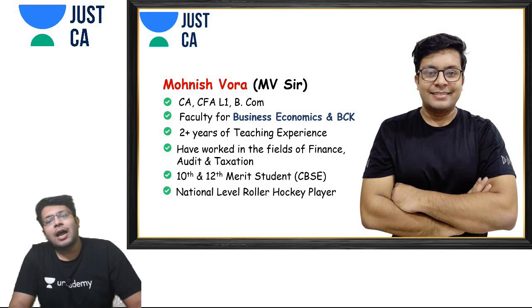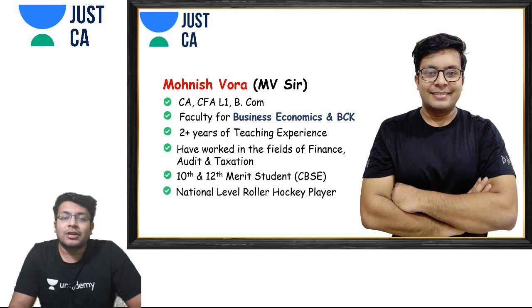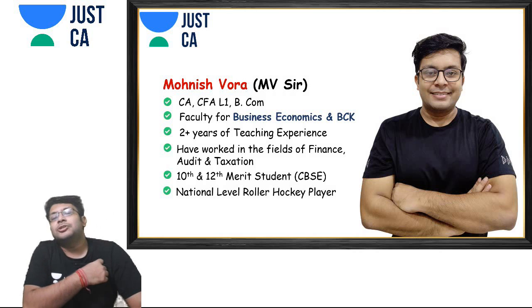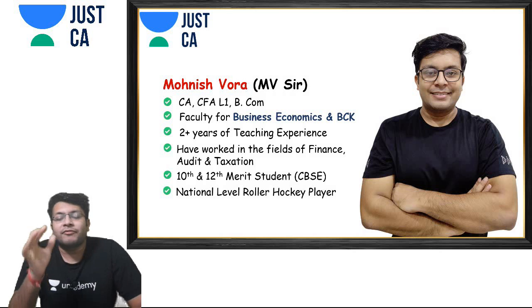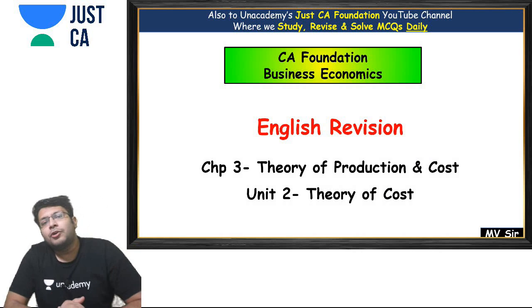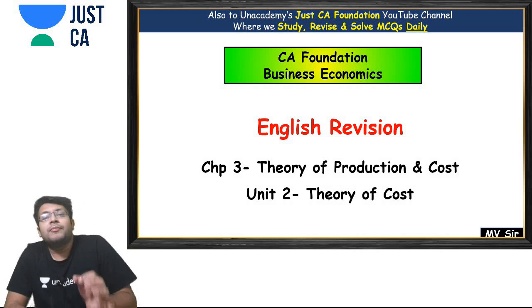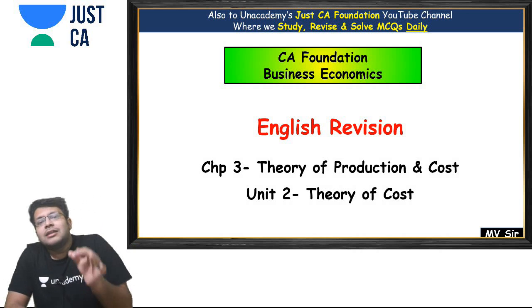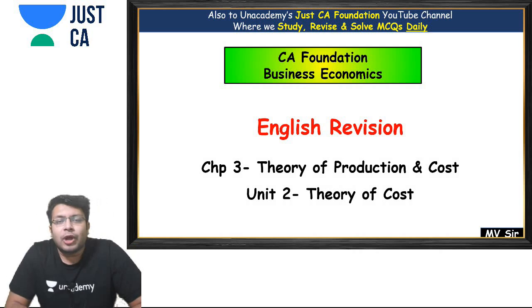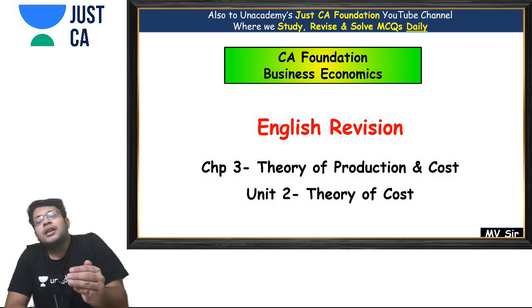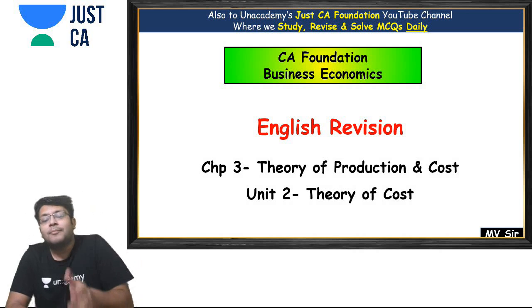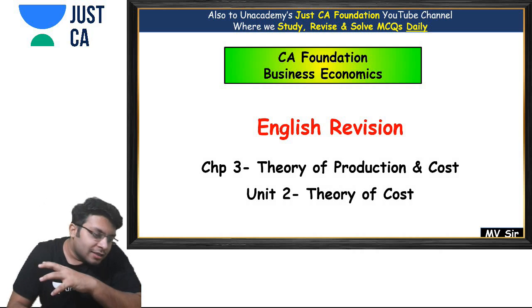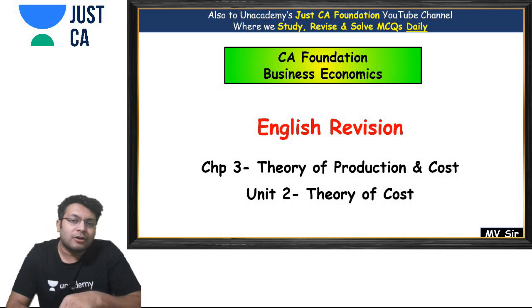I am Mohnish Vora. I am a chartered accountant, a commerce graduate. I've also cleared CFA level 1. And friends, I teach you the subject of business economics and business and commercial knowledge, which is paper number 4 of your CA Foundation. This video would be your English revision video, of chapter number 3, theory of production and cost, that is unit 2, theory of cost. So we have already completed the theory of production part, and now we'll complete the theory of cost part. We'll revise all the important points of the theory of cost unit.